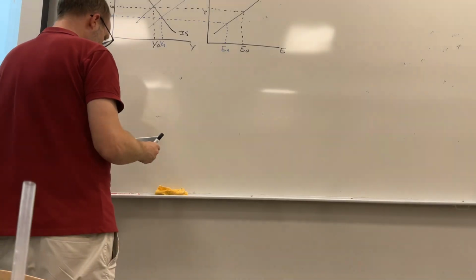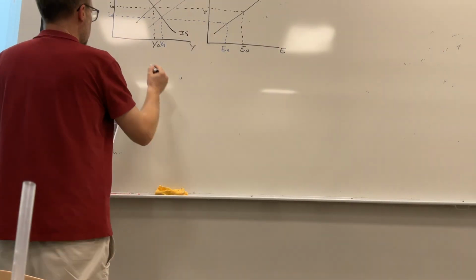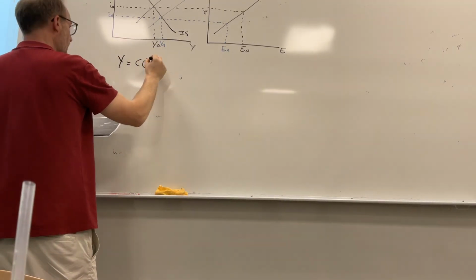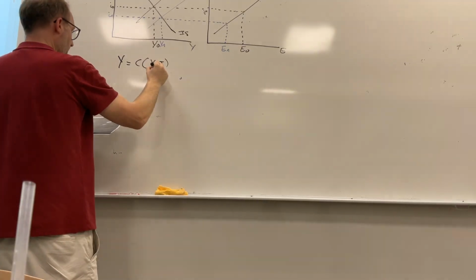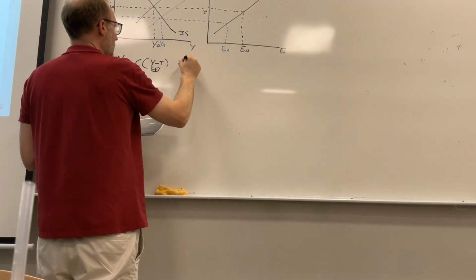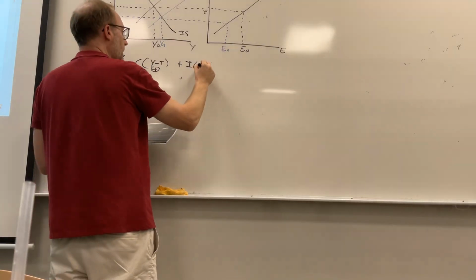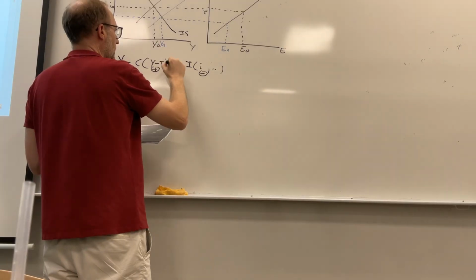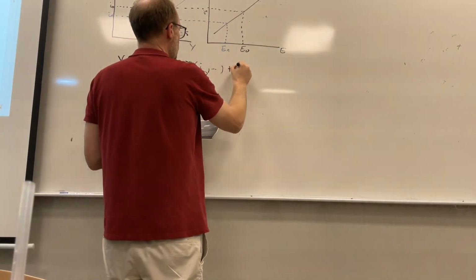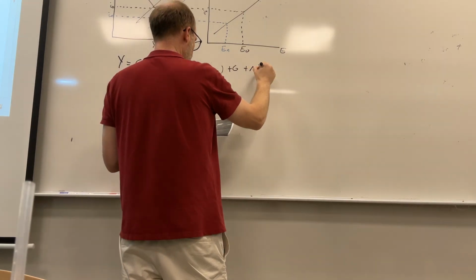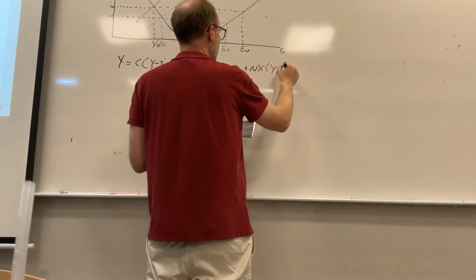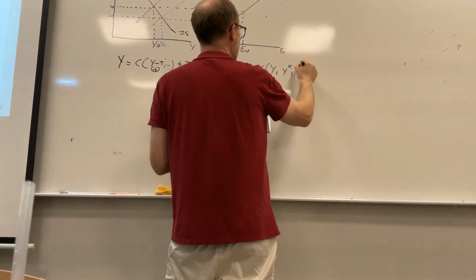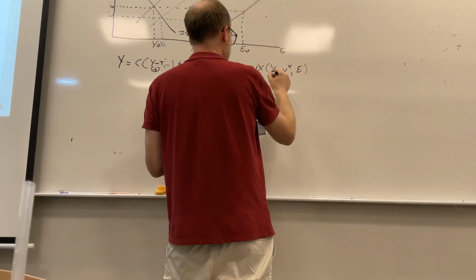Useful to remind ourselves of this. Let's write that here. Our IS equation: Y = C(Y − T) (positive) + I (negative). There might be other components here. We're just going to add G plus NX, and then Y*, e, because we have constant prices.